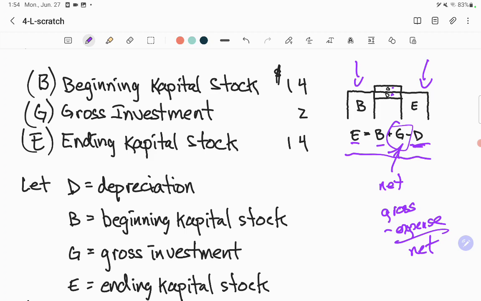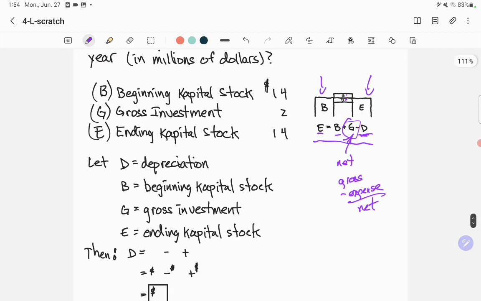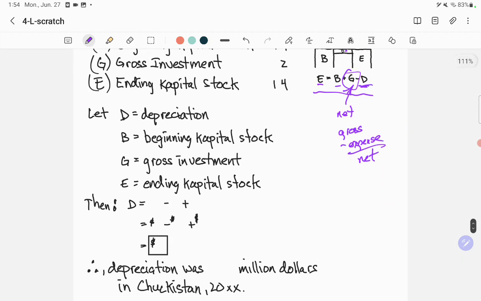You can also see this in Accounting 101. So here, let D equal depreciation, B beginning capital, G gross investment, E ending capital stock. So depreciation, what's the algebra? What minus what plus what?